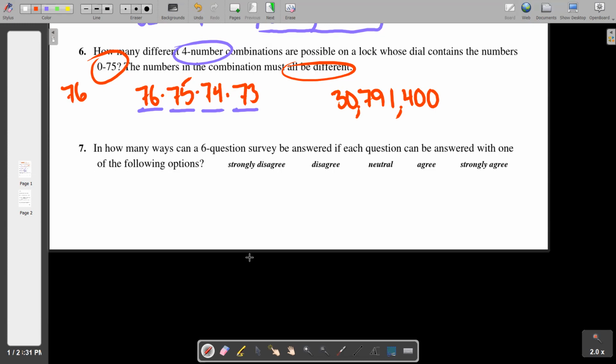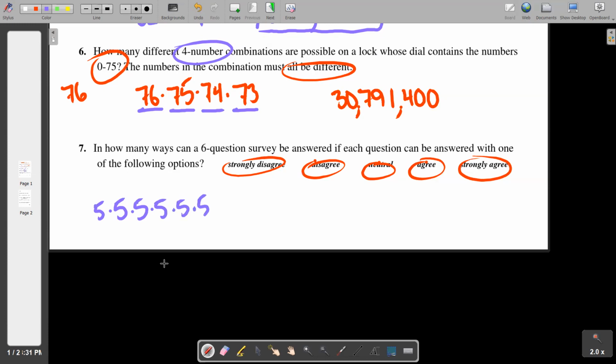Question 7 says, in how many ways can a 6-question survey be answered if each question can be answered with one of the following? It really isn't that bad. I just count them, and there are 1, 2, 3, 4, 5 things that can happen. And how many times do I have to answer that question? 6. So if you want to show it old school, question 1 can be answered 5 ways. Question 2 can be answered 5 ways. Question 3 can be answered 5 ways. Questions 4, 5, and 6 can all be answered 5 ways. And if you type that into your calculator, you'll get 15,625.